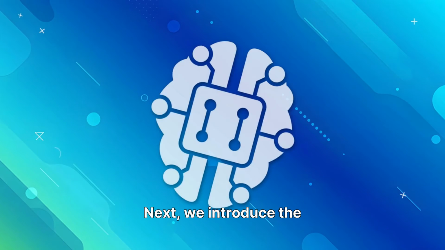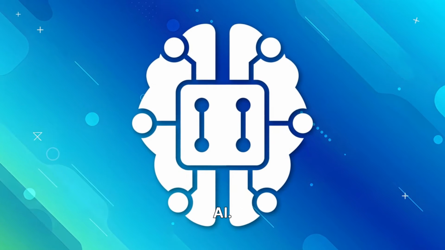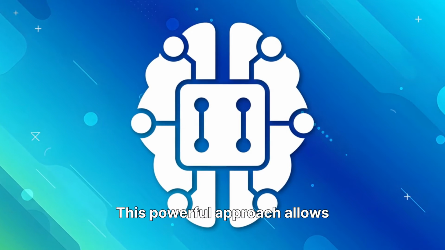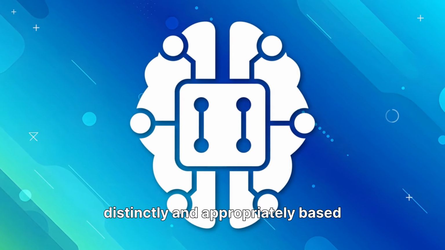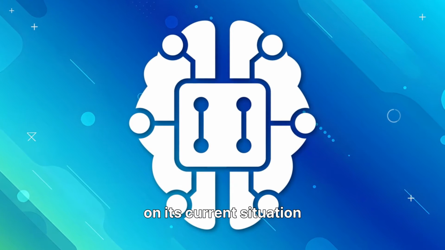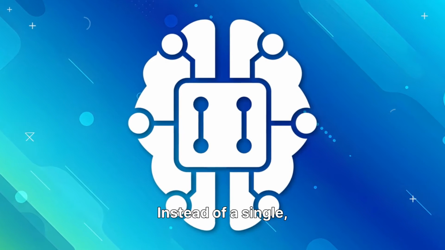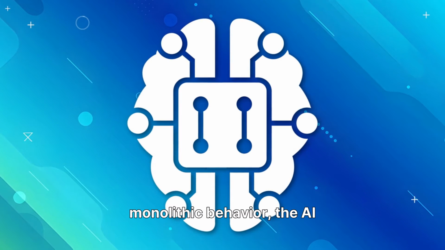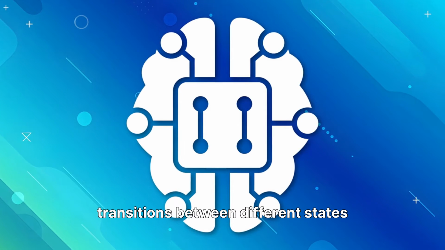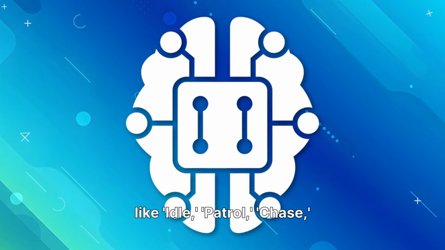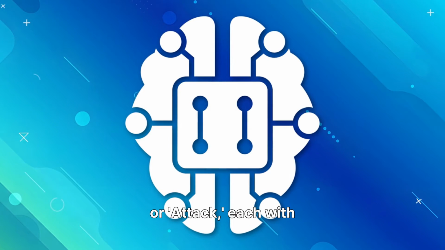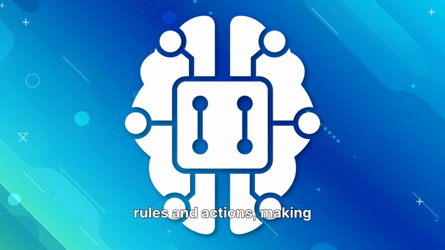Next, we introduce the fundamental concept of state-based AI. This powerful approach allows our enemy to behave distinctly and appropriately based on its current situation or internal state. Instead of a single, monolithic behavior, the AI transitions between different states like idle, patrol, chase, or attack, each with its own set of rules and actions, making the AI much more dynamic and believable.